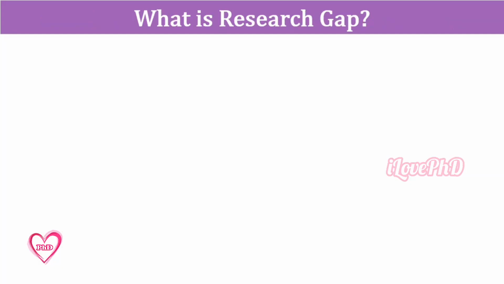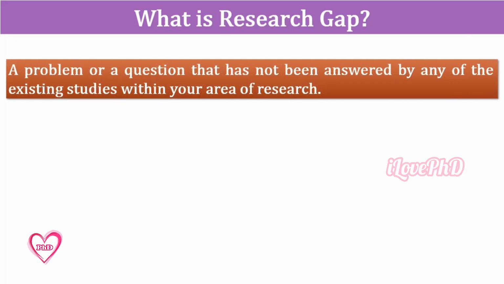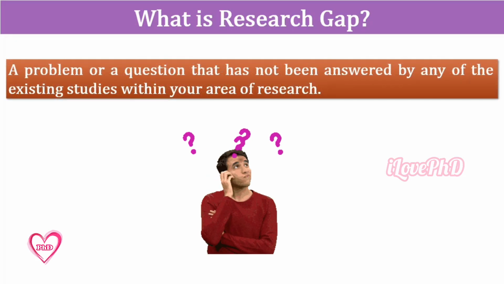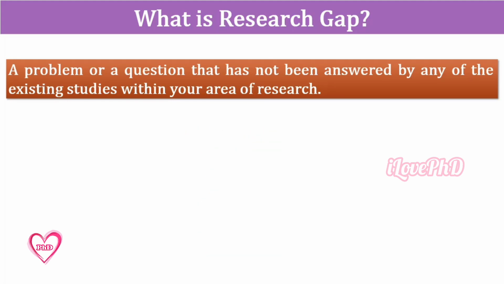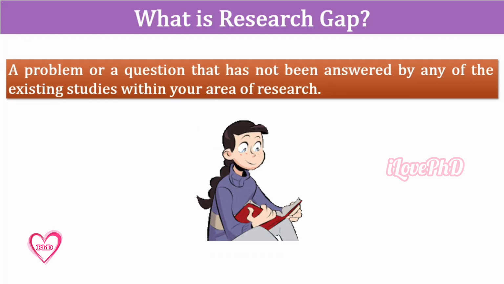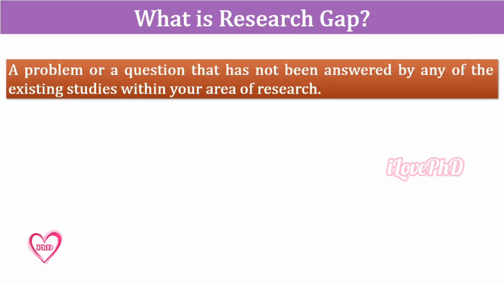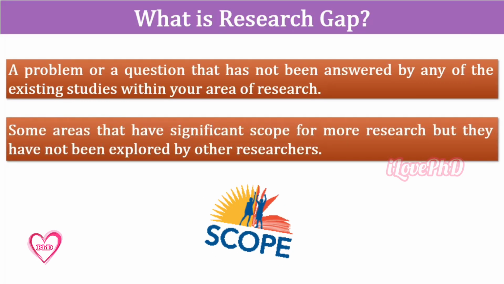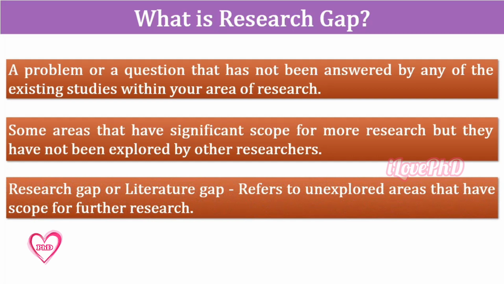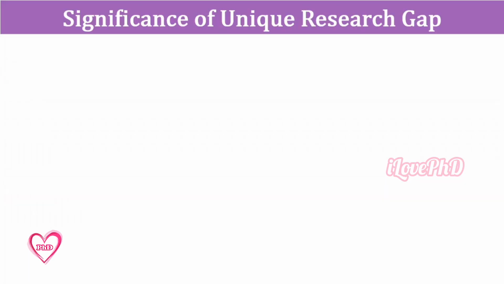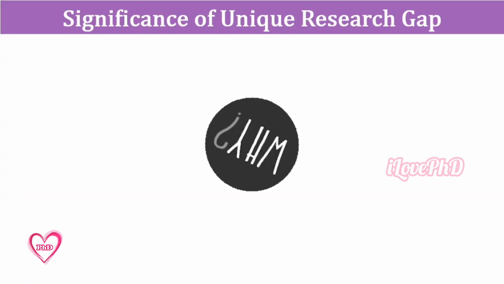First, let us understand what a research gap is. A research gap is a problem or a question that has not been answered by any of the existing studies within your area of research. For instance, when you read a research or review article on topics of your research interest, you may notice there are some areas that have significant scope for more research, but they have not been explored by other researchers. So a research gap or a literature gap refers to such unexplored areas that have scope for further research.